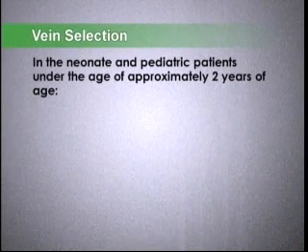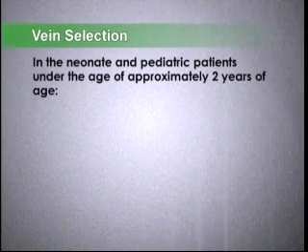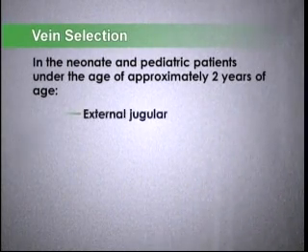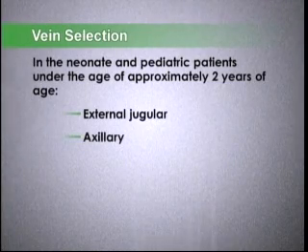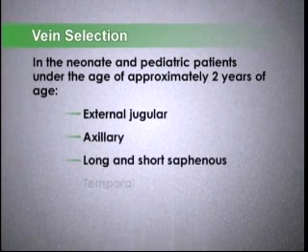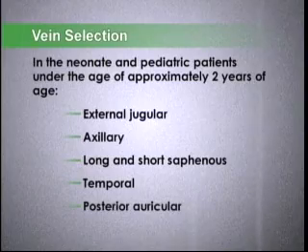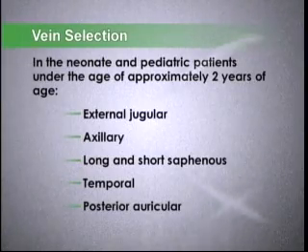The names of the veins are important to you as the inserting clinician. You should be able to identify the selected vein as it needs to be recorded in the patient's permanent medical record during documentation. In the neonate and pediatric patients under the age of approximately 2 years, the external jugular, axillary, long and short saphenous, temporal, and posterior auricular veins may also be accessed.